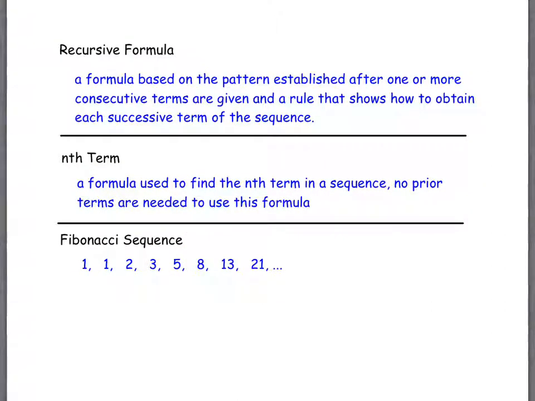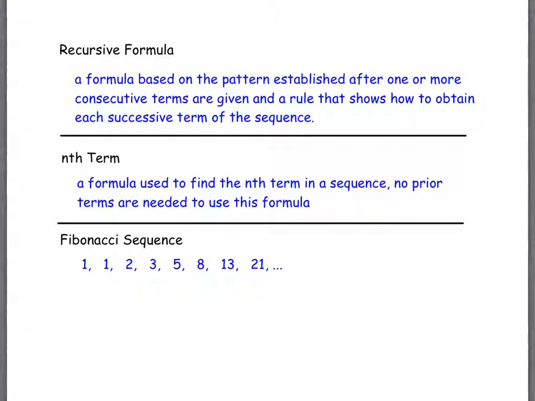All right, a recursive formula is a formula based on the pattern established after one or more consecutive terms are given. It's a rule that shows how to obtain a term from a previous term. So what I just described before, where I said we add 2, that's a verbal description of a recursive formula, but I had to actually know where to start, right? Like I gave you the first several terms, and then you could continue the pattern. But if I said the pattern is add 2, well, you wouldn't be able to tell me the sequence unless I told you a number in it, right?